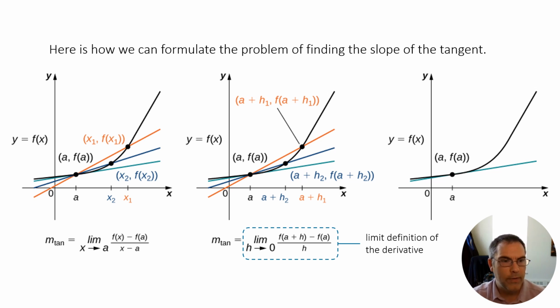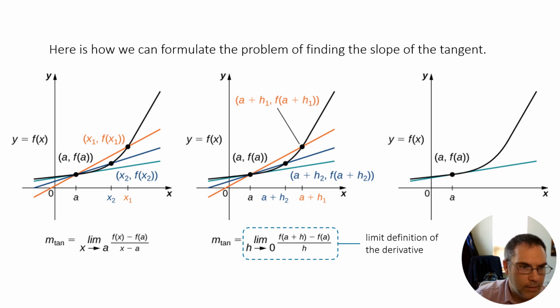All right, so we've got some very messy looking graphs here. Let me take a second to talk through what you're seeing on the screen. On the very left, we have a curve in black, and then we have some lines drawn through it. The orange line is connecting this point to this point on the curve. That would be a secant line. The blue line is connecting this point to this point, so that's another secant line.